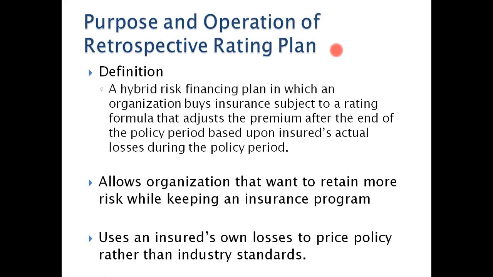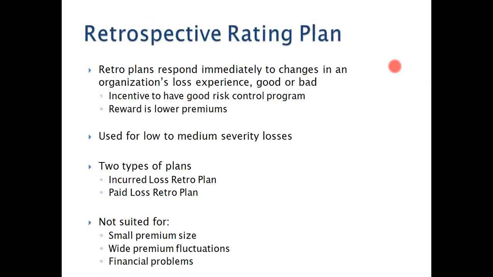So typically your policy is based upon what the industry is doing, whereas when you're self-insured or doing retrospective, it's really based upon your losses. It's what's actually happening to you. So there's an advantage. If you're doing better than industry, you should reap the benefits of that. Plans respond immediately to changes in the organization's loss experience, whether good or bad. Therefore, you have an incentive to have good risk control programs in place, and the reward is lower premiums that much quicker. Typically used for low to medium severity losses, so you're probably looking at workers' comp.